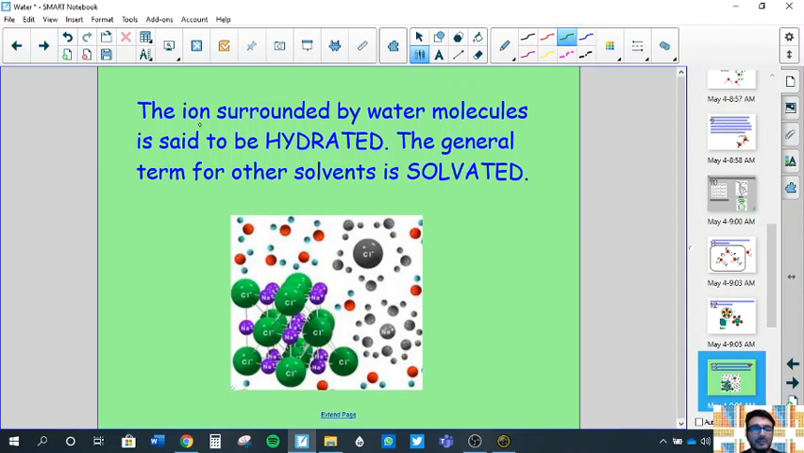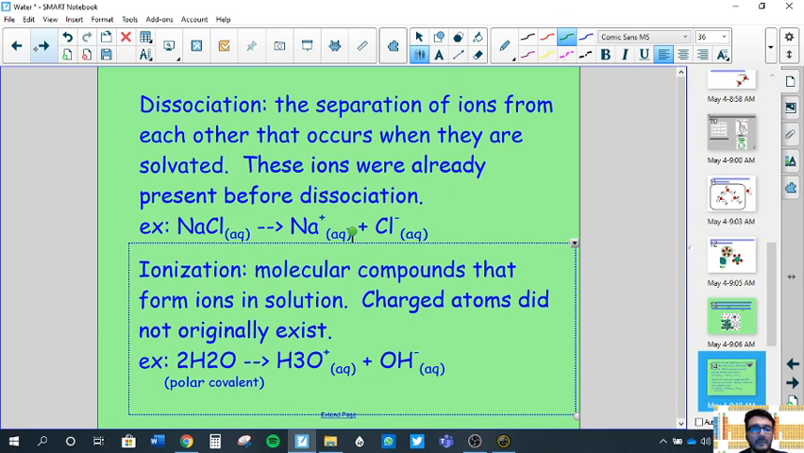Okay, a couple of terms here. When an ion is surrounded by water molecules, as you saw in the previous slide, it's said to be hydrated. The general term for when you have something dissolving inside a solution is that it's said to be solvated. Okay, a couple of important distinctions to be made here.